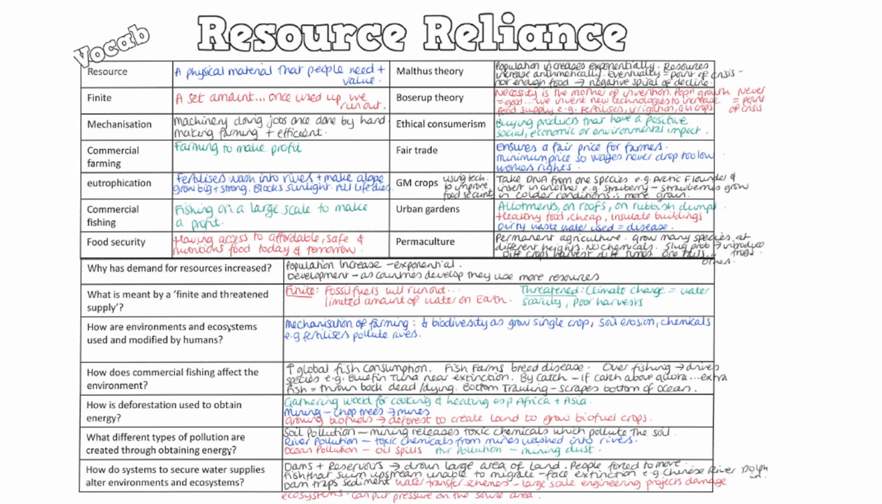How do systems to secure water supplies alter environments and ecosystems? So we build big dams and reservoirs. People are forced to move out of their homes so that we can make space for these. The fish are no longer able to swim upstream past the dam. They then face extinction. The classic example of that was the Chinese river dolphin.